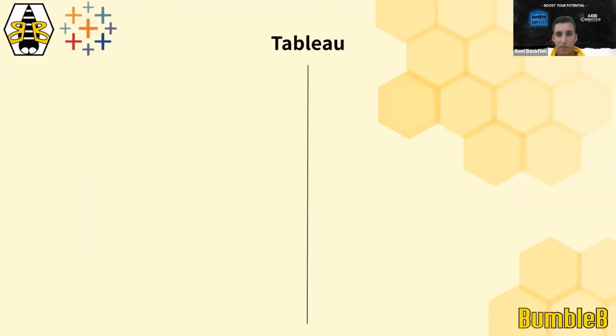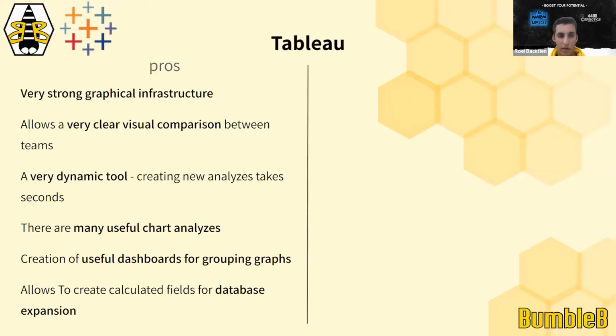The last tool we're going to be talking about is Tableau, which allows for powerful, dynamic, and clear graphic analysis in seconds. Tableau has a lot of pros. It has a very strong graphical infrastructure, which allows a very clear visual comparison between teams. Also, it is a very dynamic tool. Creating new analysis takes seconds. There are many useful charts and analyses for various cases.